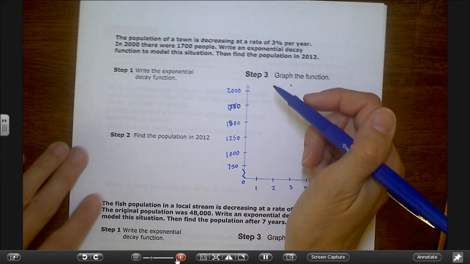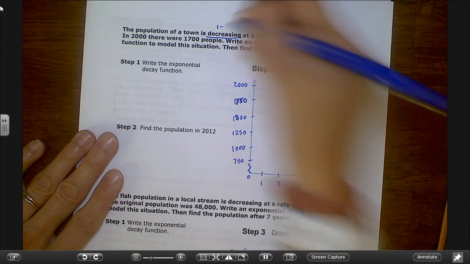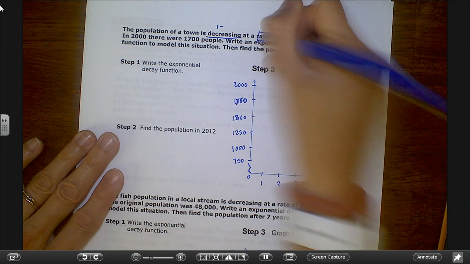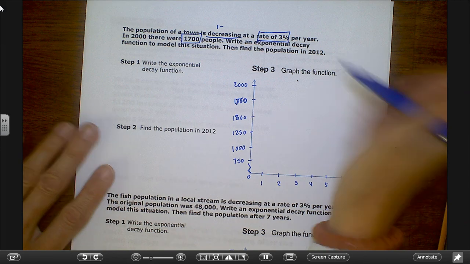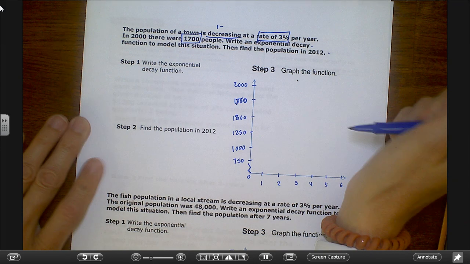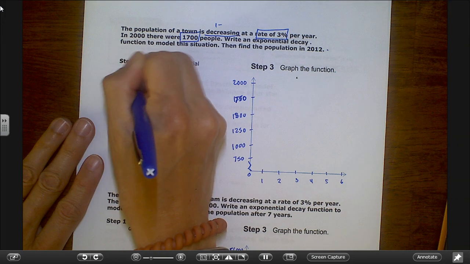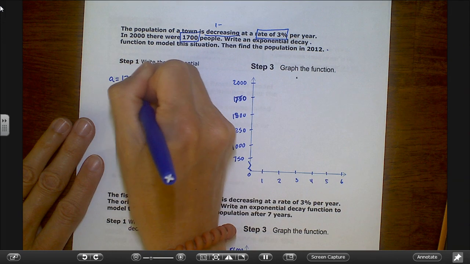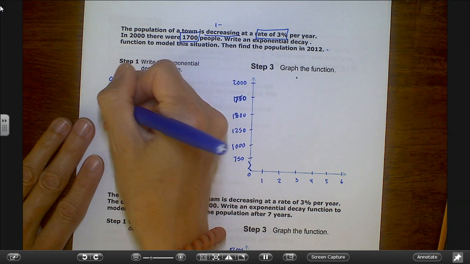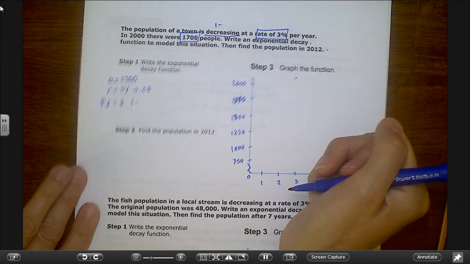The other one is exponential decay, and it's the exact same concept, except now it's a 1 minus. So the population of a town is decreasing, so that's 1 minus, rate of 3% each year. In 2000, there were 1,700 people. Write the function, then find it in 2012. Okay, so my function. So A is 1,700. My rate is 3% or 0.03. And is it increasing or decreasing? It's decreasing, so we're going to use a 1 minus.